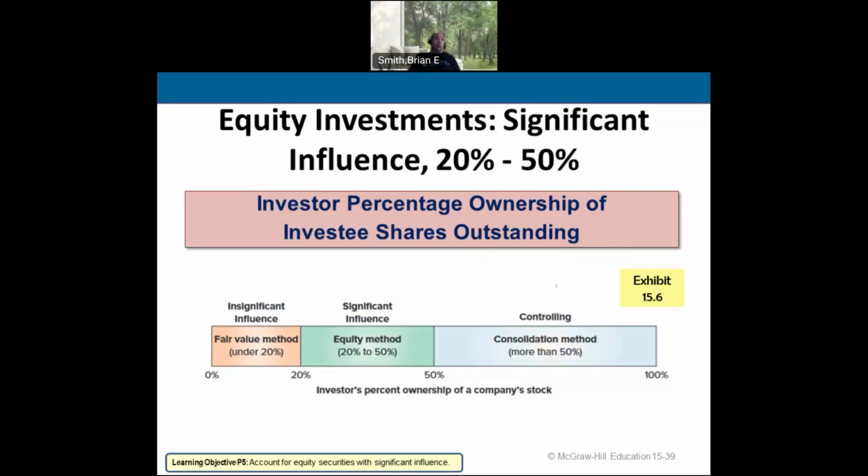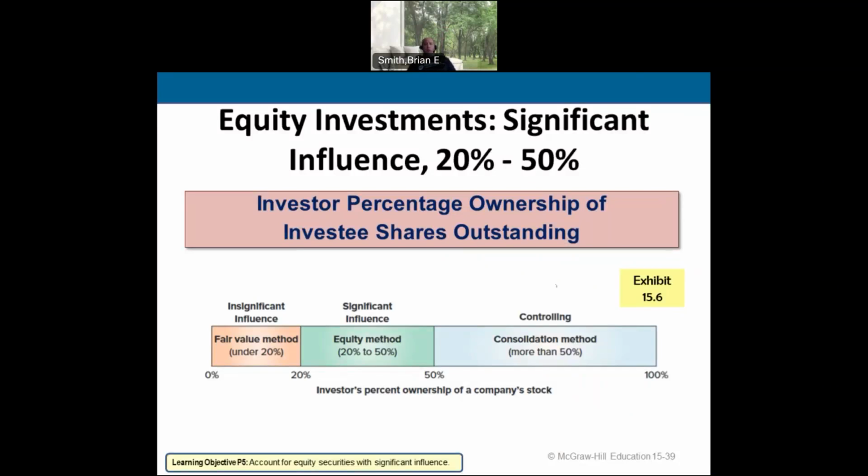We're basically just going to review the investments in equity. We're going to talk really quickly about significant influence and controlling influence. Insignificant influence is from 0 to 20%. We're going to use the fair value method, very similar to trading securities. Significant influence is 20% of the stock to 50% of the stock ownership.